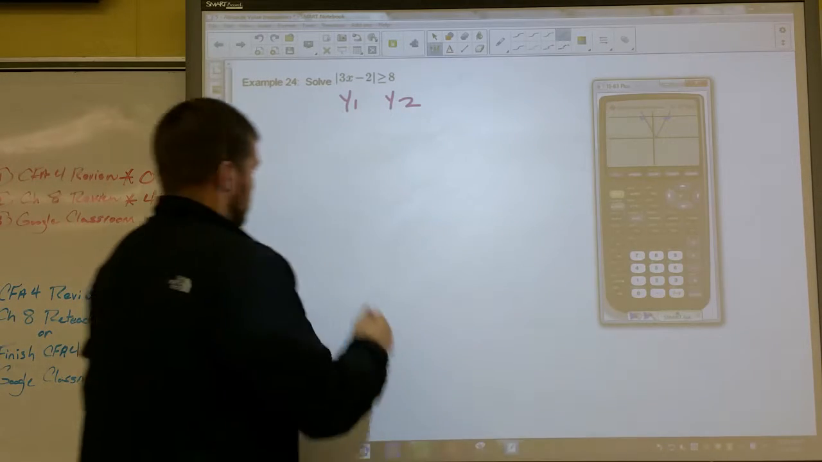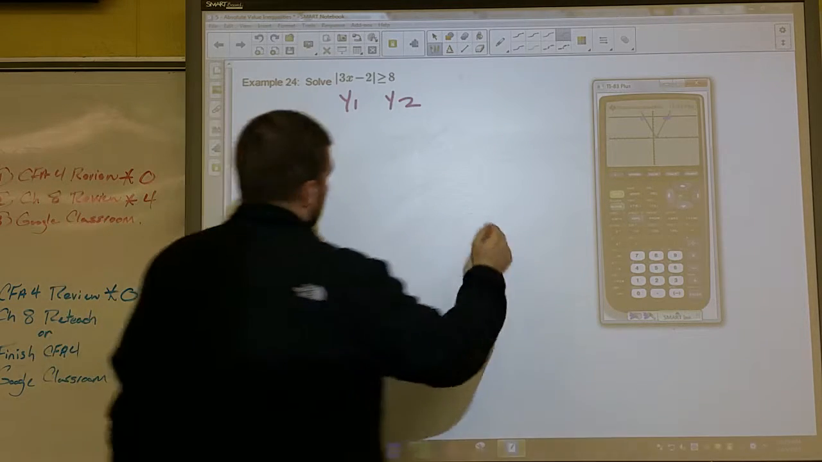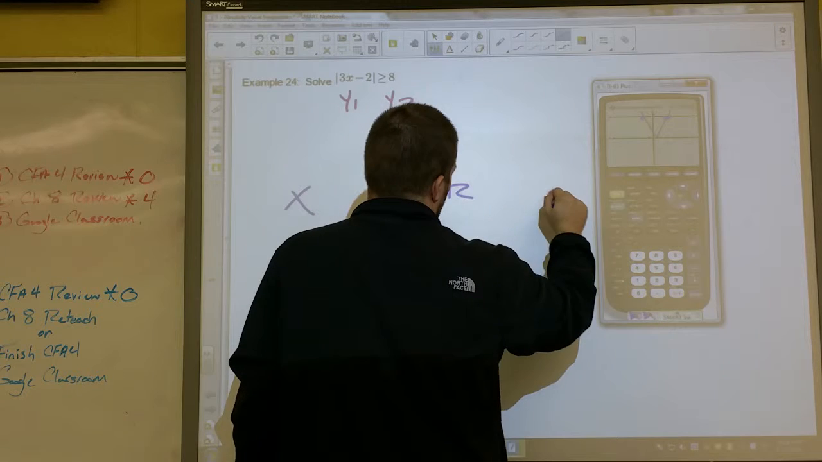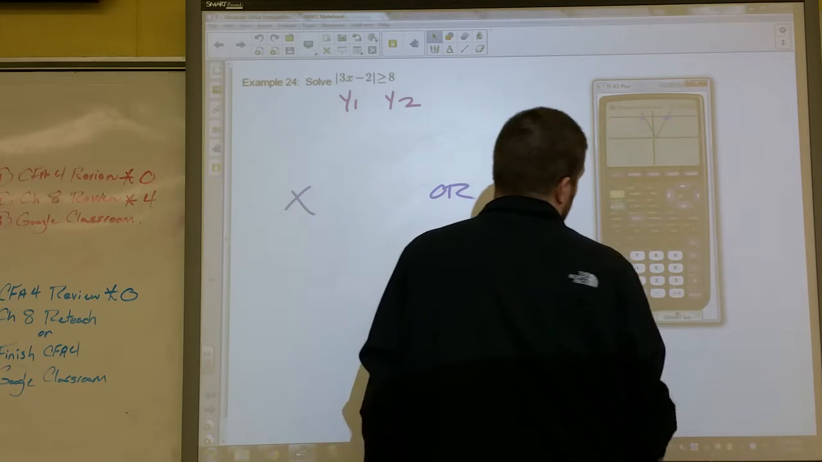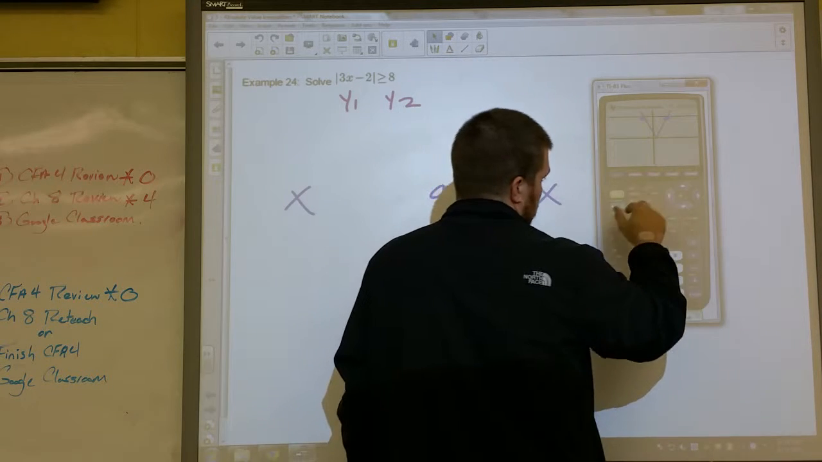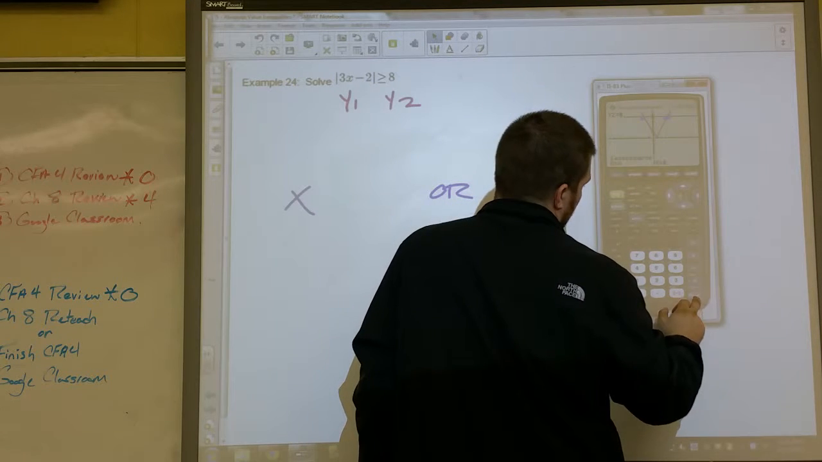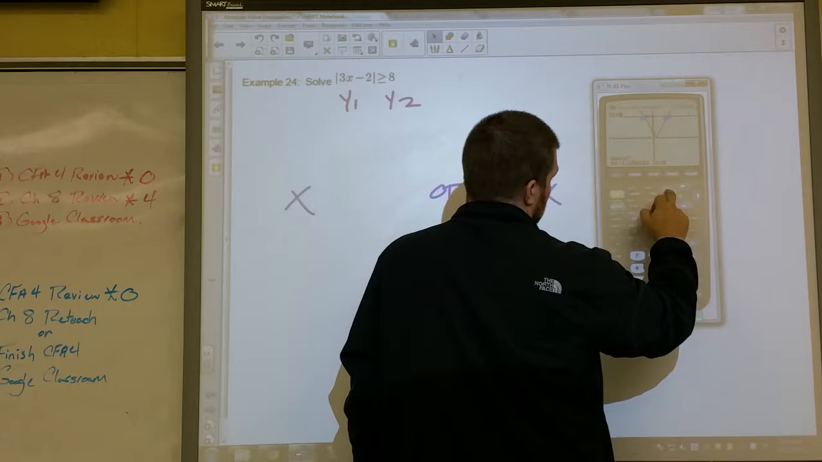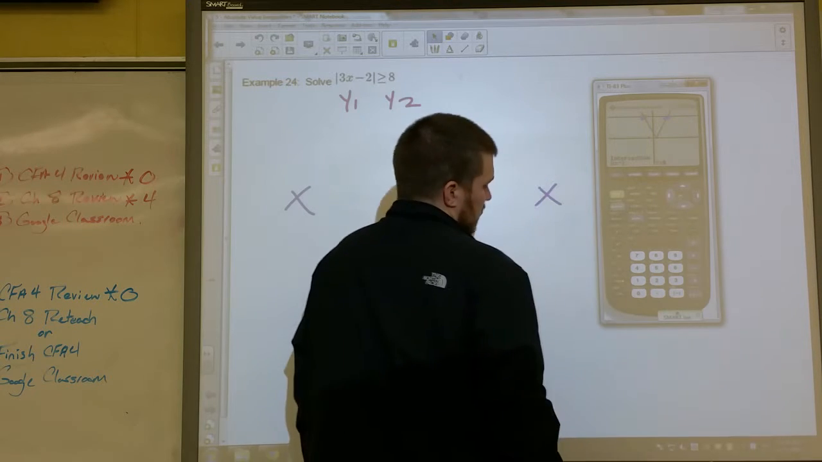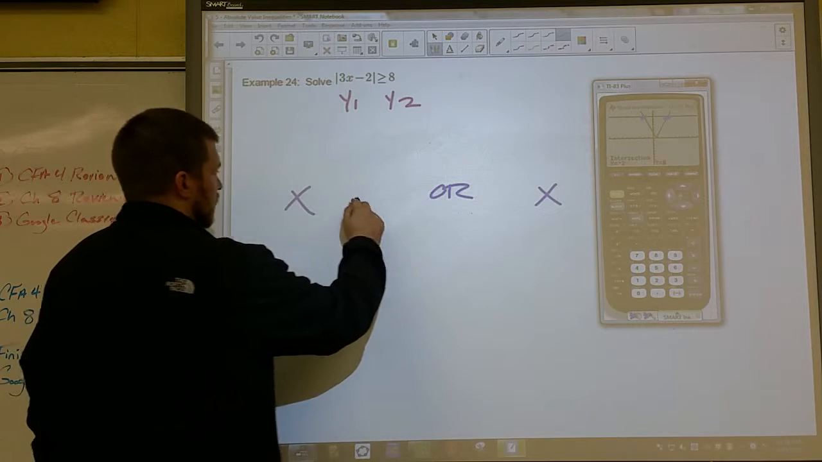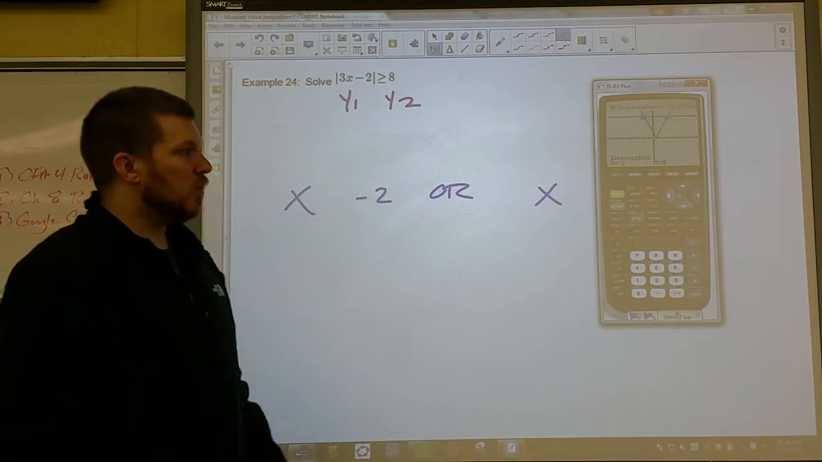Now, I'm going to use x. So x, it's a greater than problem, so this is an OR problem. Okay, so what I want to do now is figure out what those points of intersection are. Second trace, option 5, first curve enter, second curve enter, guess. Let's find the one on the left first, negative 2. Now, I'm not going to say x equals negative 2, I'm just going to write negative 2 over here, because I don't know what the inequality is yet.